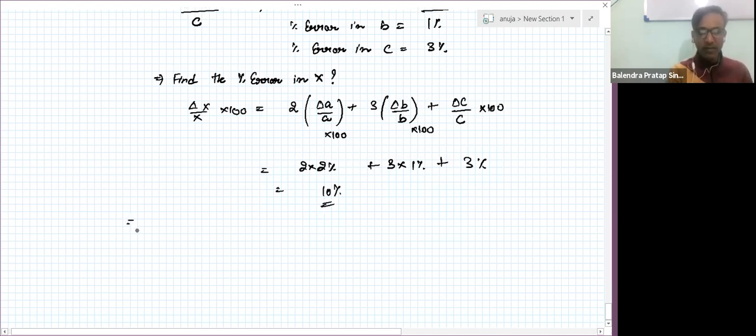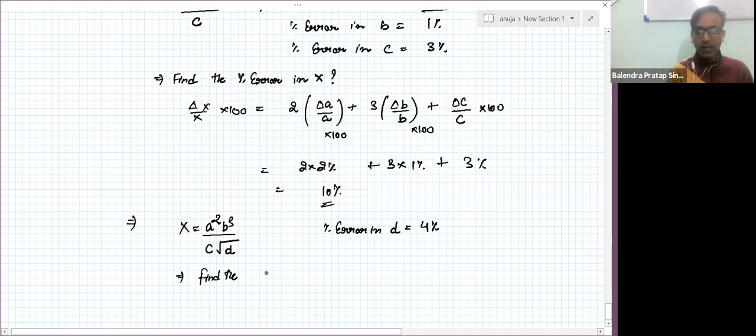If I add one more term, suppose I give you the value x is equal to a square b cube divided by c under root d. I added one more term, and the percentage error in d, all the errors are the same, only the percentage error in d which I added is 4%. Now can you find the percentage error in x?